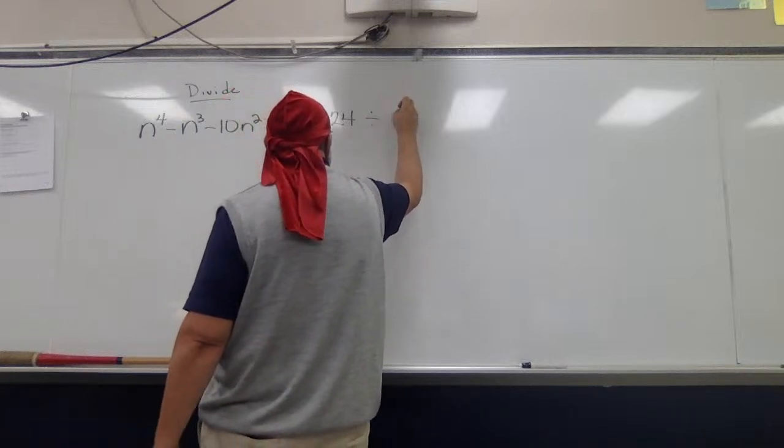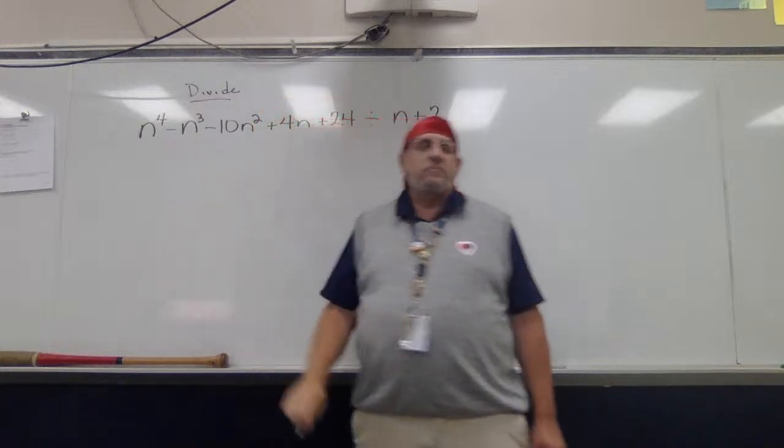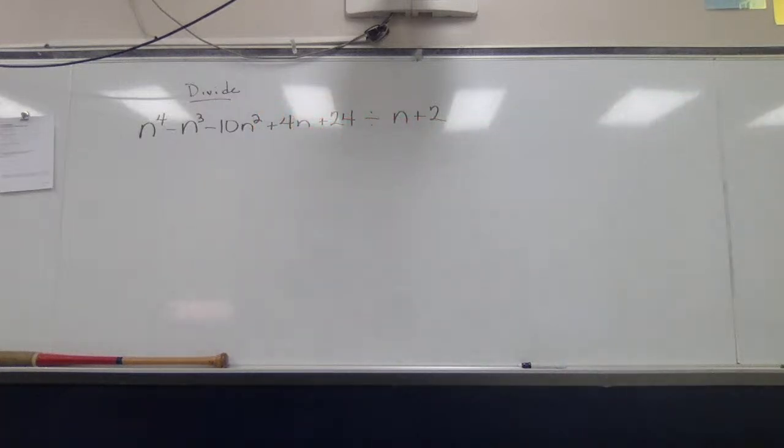All right, everybody gets a chance to do this. Set it up and do it. You have 30 seconds. n plus 2, so we divide. There is every single n term there, so you don't have to put any zeros in, no placeholders. This is for a grade. Come on. Today.